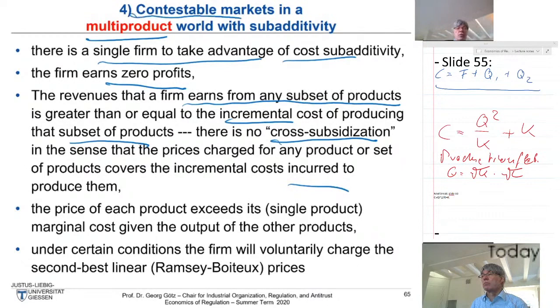Nevertheless, you cannot sell every product at its marginal cost because you have sub-additivity, so because you have common cost. The theoretically interesting point is that under certain conditions, the firms will charge the optimal second-best linear prices, which are the Ramsey-Boiteux prices, which we will derive in chapter 6 or 7. So given the zero profit constraint, Ramsey prices are the optimal prices.